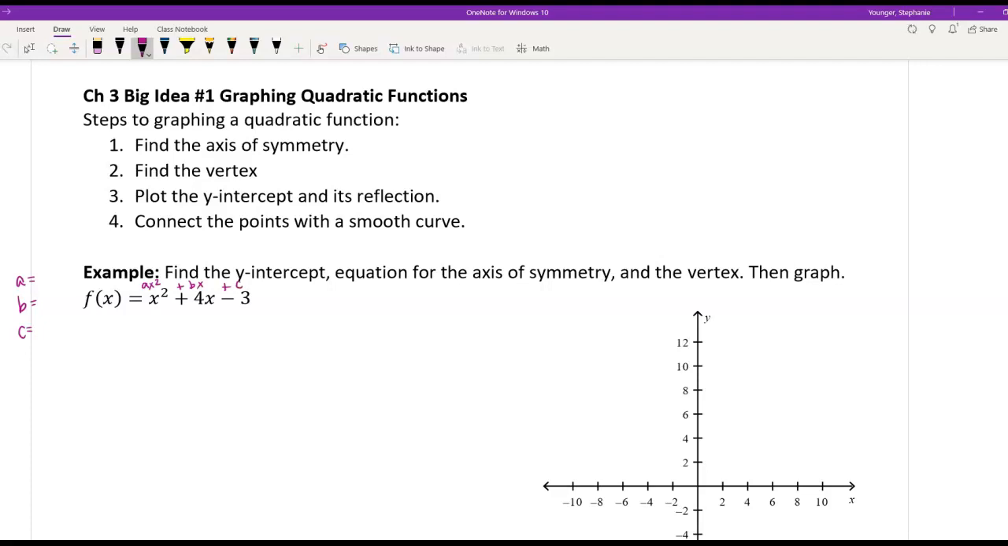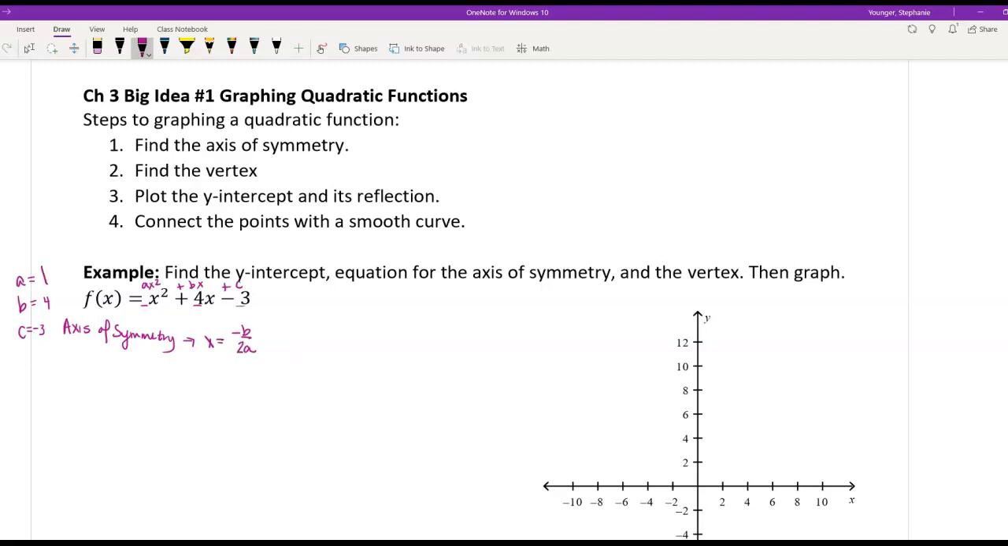So in this case, the A is 1 because there's an invisible 1 in front of this x squared. The B is 4, and the C is negative 3. All right, so the first says, find the axis of symmetry. The axis of symmetry is an equation that says x equals negative b over 2 times a.